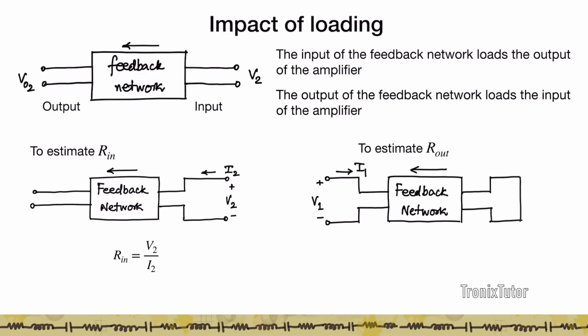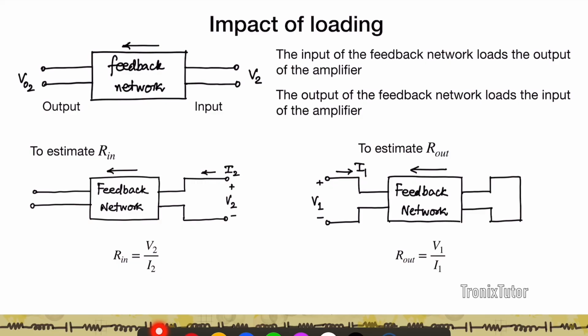Now similarly, when we want to find Rout, this is similar to a voltage amplifier, right? I want to find what is the output resistance. To find the output resistance, I need to short the input. That's what I do. Apply a voltage at the output and measure the current. And so that gives you essentially Rout, which is V1 upon I1.